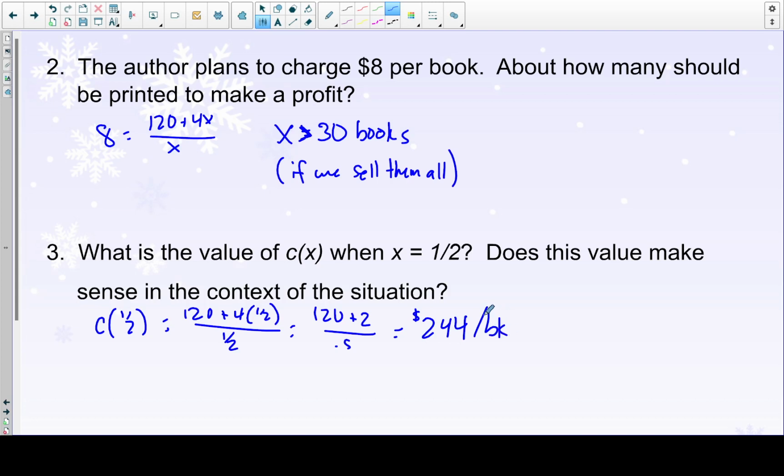It would cost me $244 per book. But now, wait a second. First off, that's a lot. Second off, does this even make sense? Because what happens if X is a half? That's half a book. Can we really sell half a book? Half a book? Guess not.